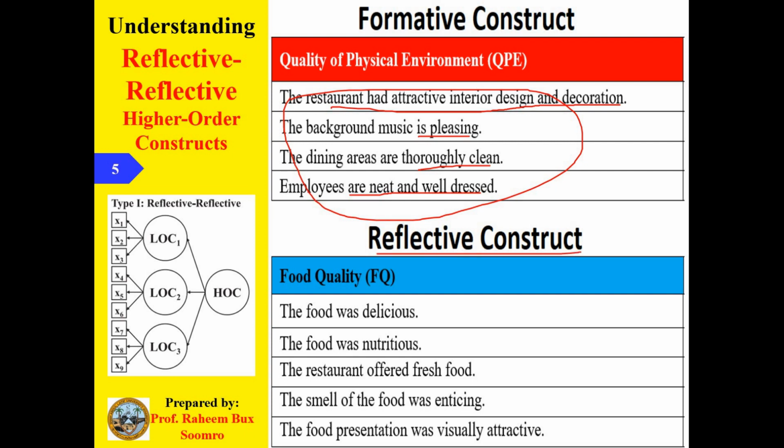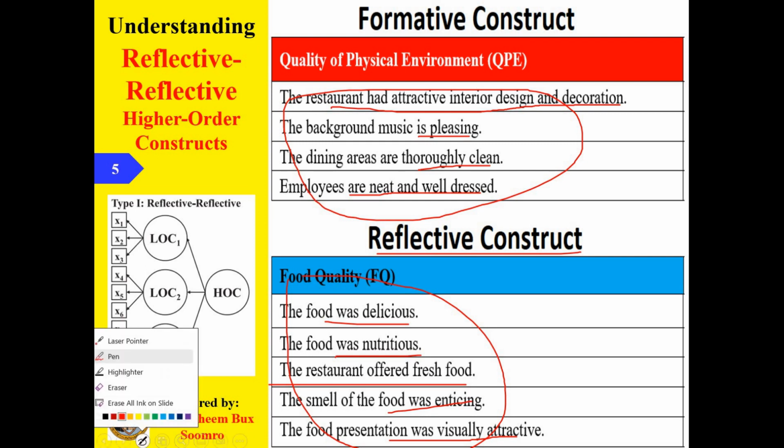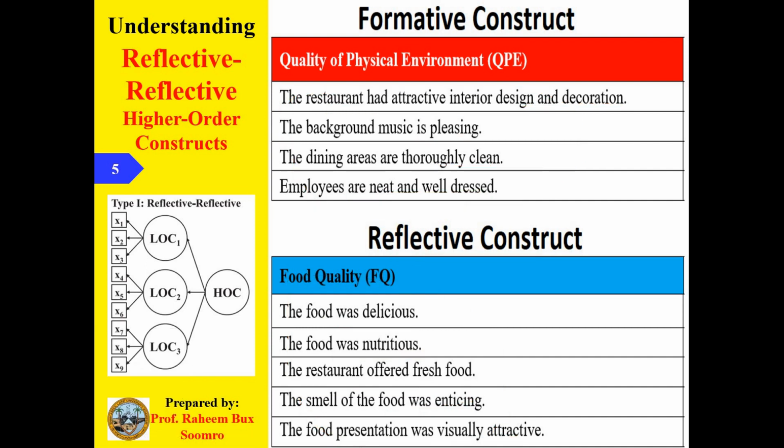In the reflective case, the food was delicious, the food was nutritious, the restaurant offered fresh food, the food was enticing, and the presentation of food was visually very attractive. By going through all these items, you reach the conclusion that we are saying the same thing but in different questions. Therefore here we observe much more overlapping, and there we observe less overlapping. But overlapping is important, and it will always be there, because overlapping in other terms is a correlation. Whenever there is no correlation between two items, you cannot regress these two.